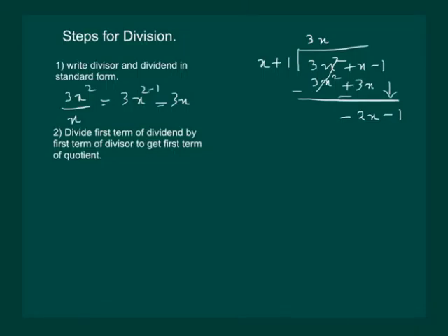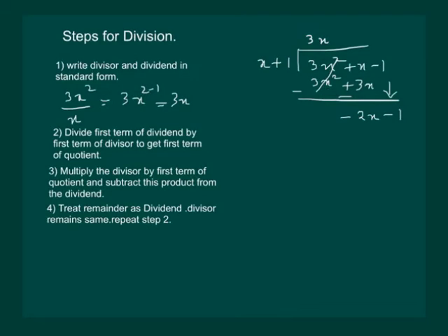From the third step, we can clearly understand why we had done the division. Because when we multiply the first term of the quotient with the divisor, we get such a term so that the first term gets cancelled when we subtract. Now in the next step, we will treat minus 2x minus 1 as the dividend and x plus 1 as the divisor.